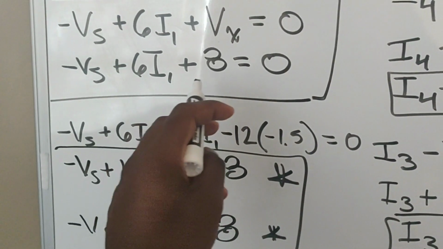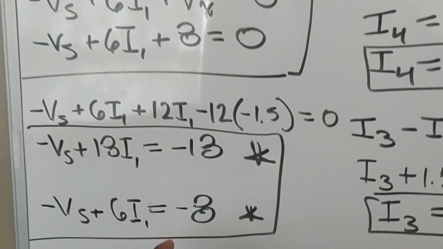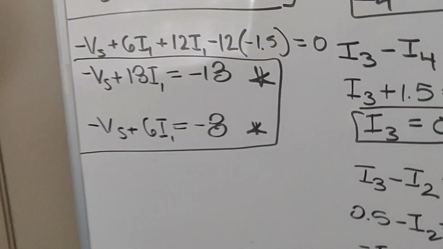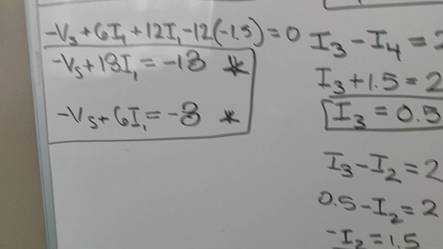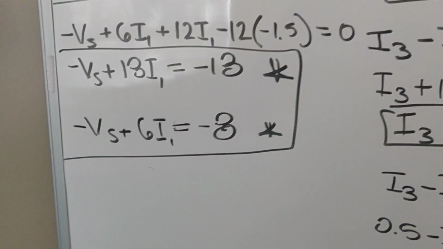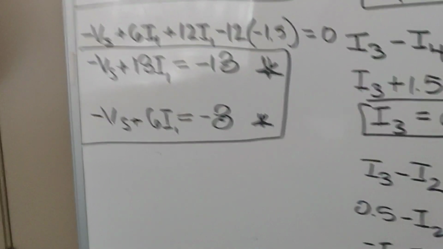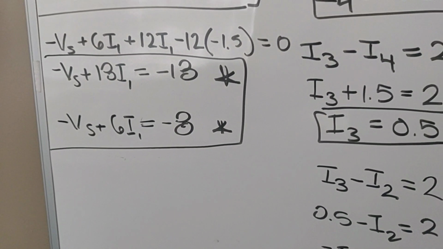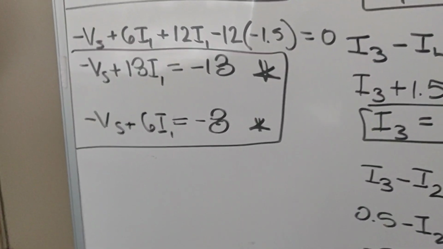That negative 8 came straight from here, and this is my second one, my super mesh equation, and that negative 8's right here. So everything should make sense right now, and solving this system of equations shouldn't be too difficult. You could use elimination, you could use substitution, and you could also use a matrix. I prefer to use matrix because I can input it very easily into my calculator, and it's a very smooth process. So check it out.